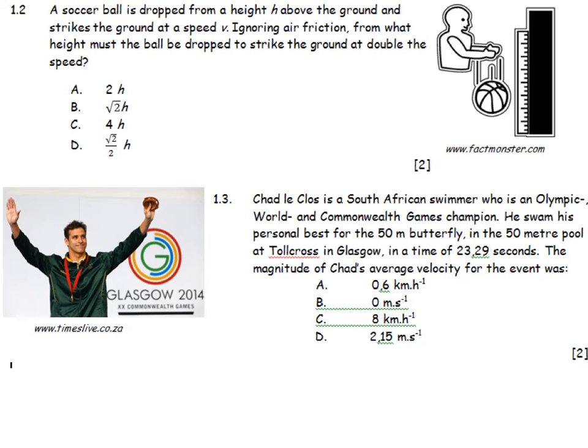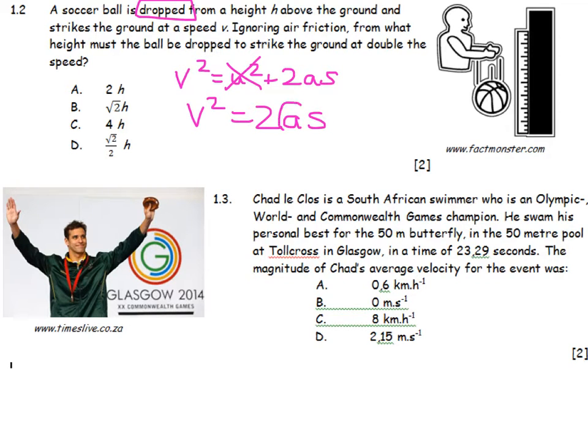A soccer ball is dropped from a height of h above the ground and strikes the ground at a speed of v. We need to think of an equation of motion that's going to link those together, and it's going to be v squared is equal to u squared plus 2as. If we're dropping, we can immediately get rid of this u. So in essence what you have is a direct proportionality. v squared equals 2as.